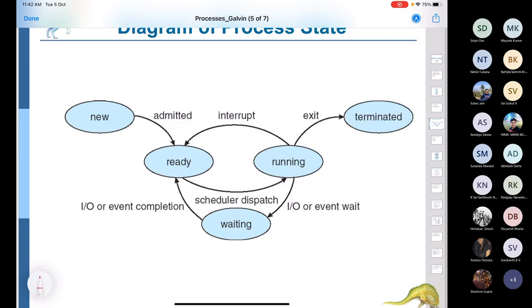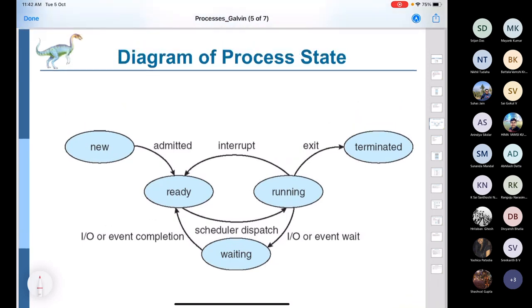Initially, when a process is invoked, suppose you double click on an icon, the corresponding process is invoked. It is in a new state and it is admitted. Okay, it is said that it is admitted by the operating system and it waits in a ready state. So this is the state transition diagram of a typical process. In the ready state, the process waits in a queue data structure maintained by the operating system kernel, called a ready queue.